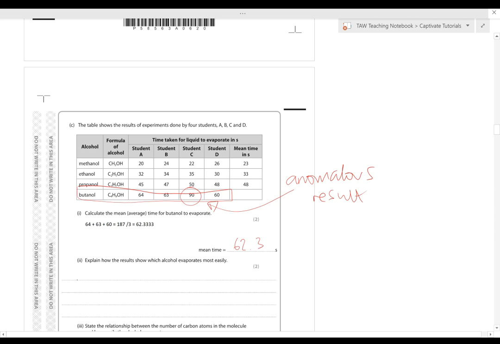So now we're going to explain how these results show which alcohol evaporates most easily. So if we look at the results, we can see that the methanol evaporates the most easily. And we know this because it takes the shortest average time for a certain volume to evaporate.